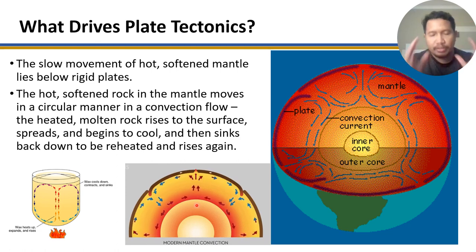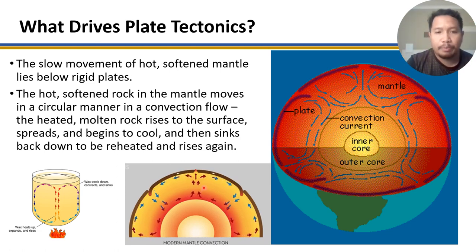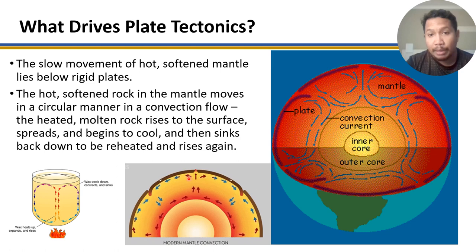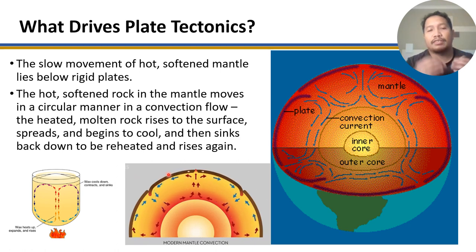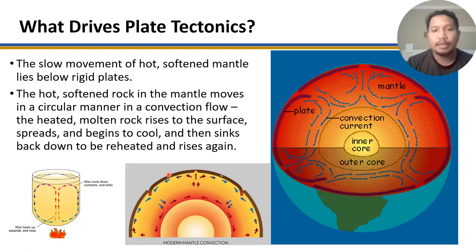The convection currents in the mantle drag the plates along with them, most of the time, and the plates move over the asthenosphere, a layer of molten rock that is less rigid than the lithosphere. The asthenosphere acts like a lubricant, allowing the plates to move smoothly.